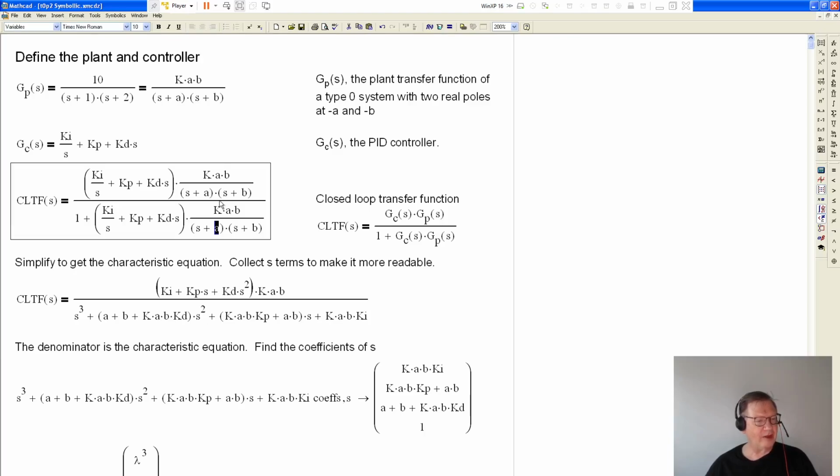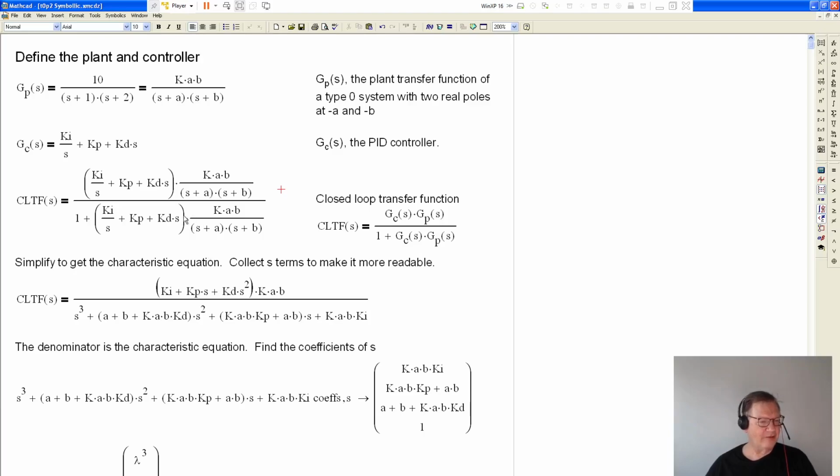This will cancel out this and this, so what you end up with is this K A B times this, and then there's going to be no S, this will have an S, this will be S squared, which is what we end up with down here. And down here you just need to expand and collect all the S's. And so what you end up with is this equation, and this is the characteristic equation.